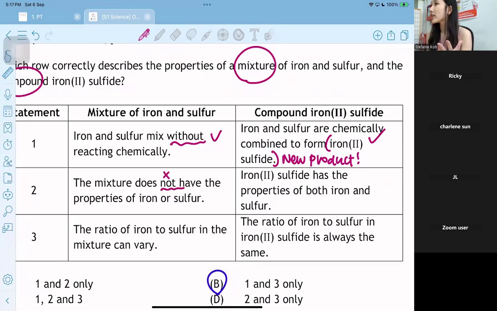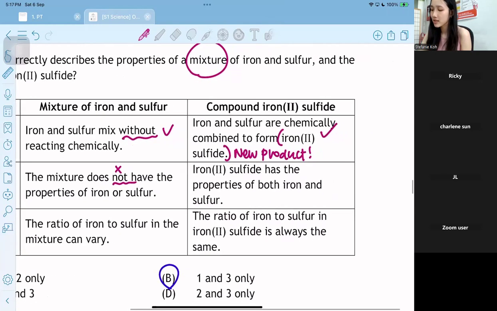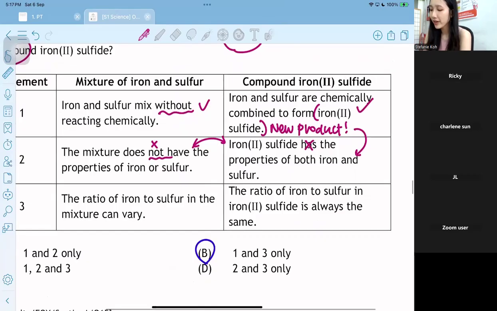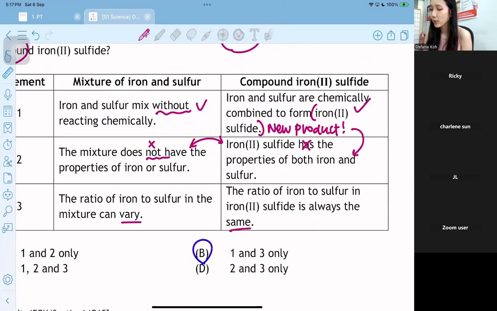Because like your salt and water, you mix together, it is still salt and water. So it should have the properties of both elements. Then if it's a new product, then it shouldn't. So it's opposite. You should swap it around. If you swap it around, then the statements are correct. The last one, the ratio can vary. Yes, how much iron you want, how much sulfur you want to put, you can change, but for a compound it is fixed. The ratio is always the same.